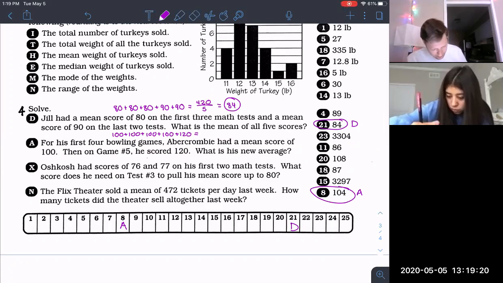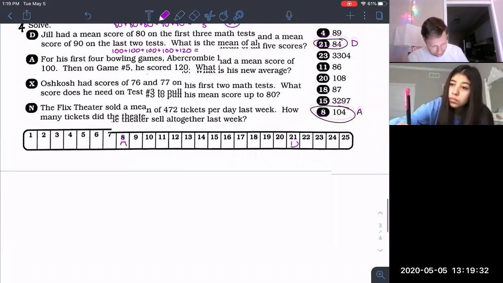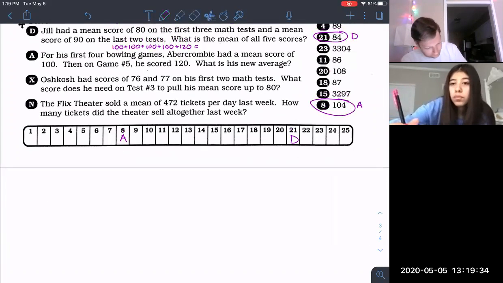Okay. Oshkosh had scores of 76 and 77 on his first 2 math tests. What score does he need on test 3 to pull his mean score up to an 80? All right, this is where you have to set up an equation. This is tricky. So I'm going to copy this and bring it down here.